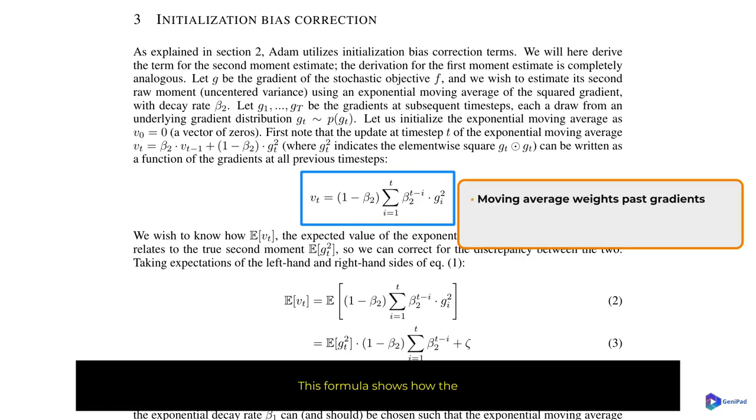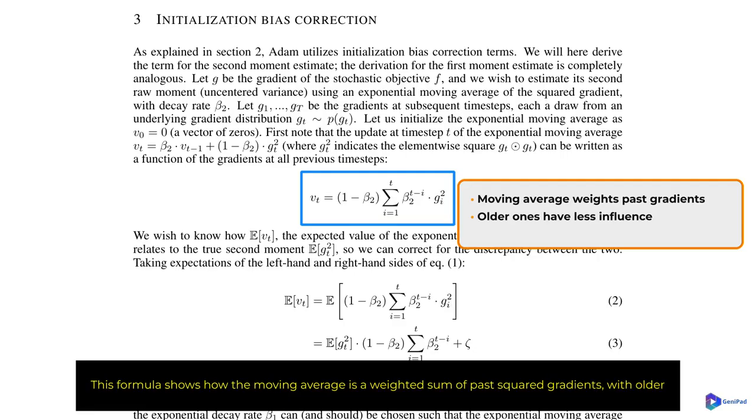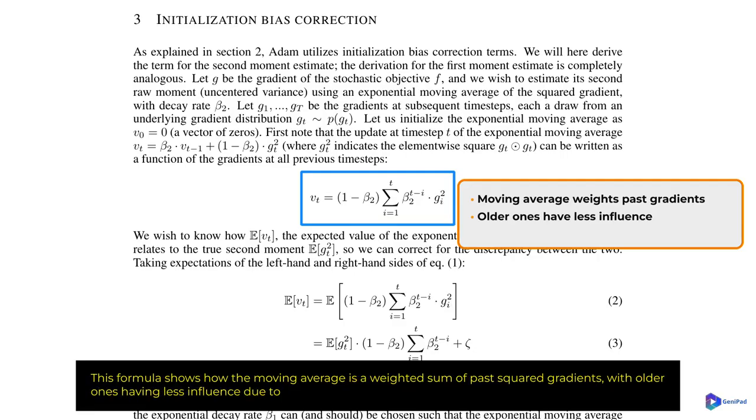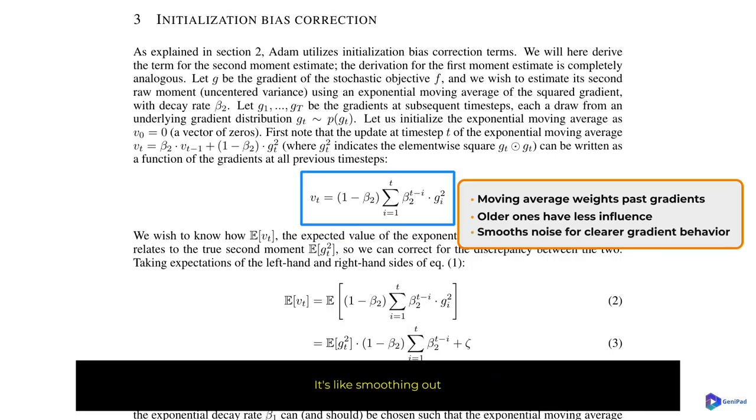This formula shows how the moving average is a weighted sum of past squared gradients, with older ones having less influence due to the decay. It's like smoothing out the noise to get a clearer picture of gradient behavior over time.